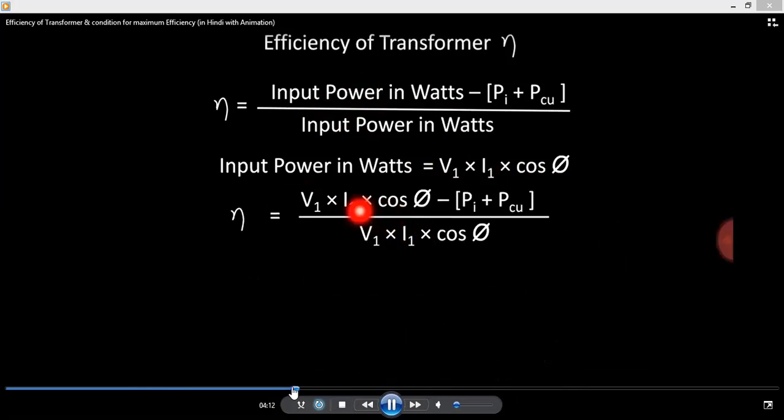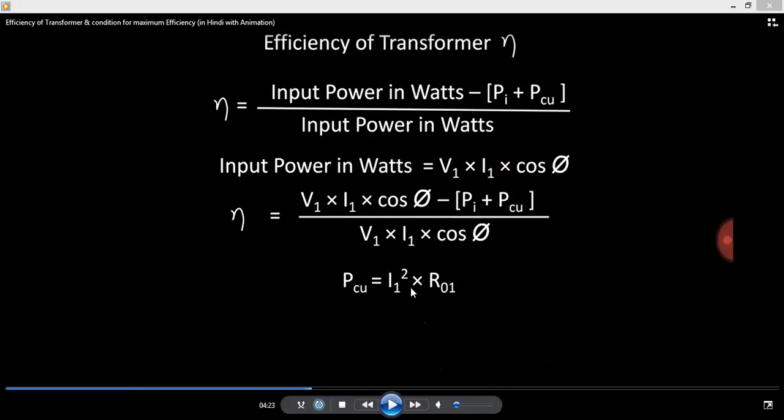VA rating. So what is the formula for efficiency? You can directly write V1 I1 cos theta minus losses, divided by input. Copper losses, yes, this is important. So iron losses Wi or Pi, and copper losses PCU. So PCU is copper loss.